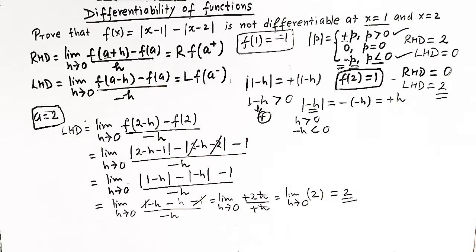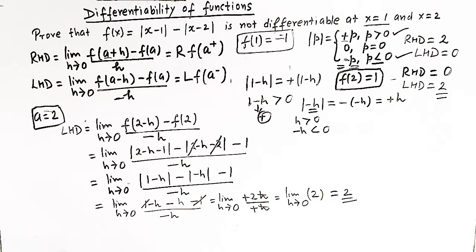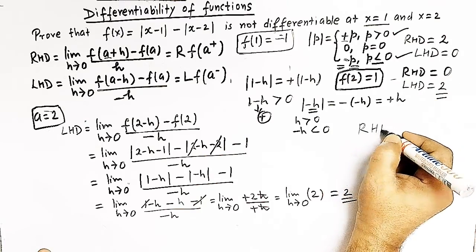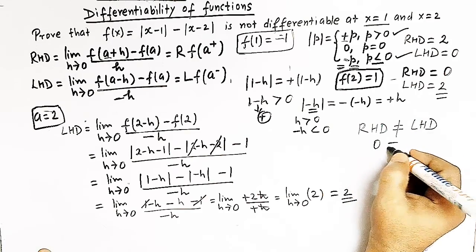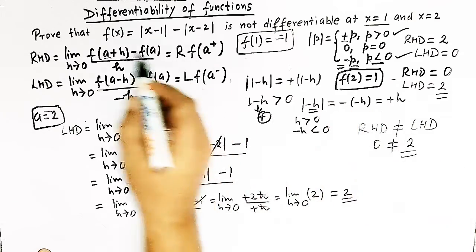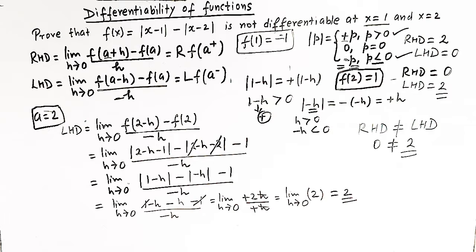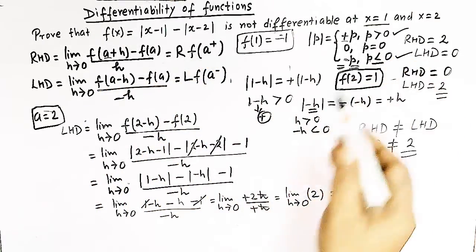So here we conclude that although the right hand derivative and the left hand derivative both exist and they are finite, but they are not equal to each other. That is, the right hand derivative is not equal to the left hand derivative. 0 is not equal to 2. So this function is not differentiable at x equal to 2, right? So viewers, this is how we can prove the non-differentiability of this function at these 2 points.